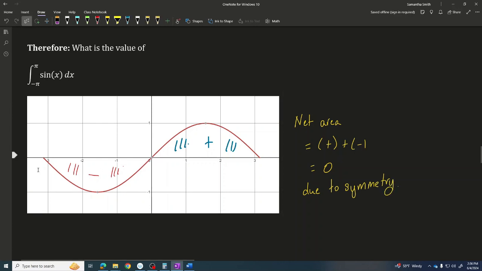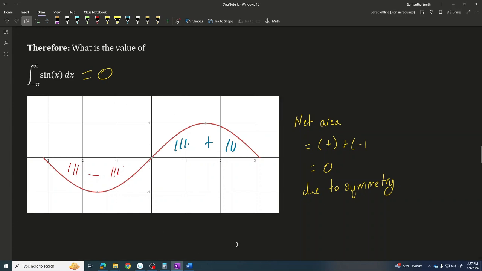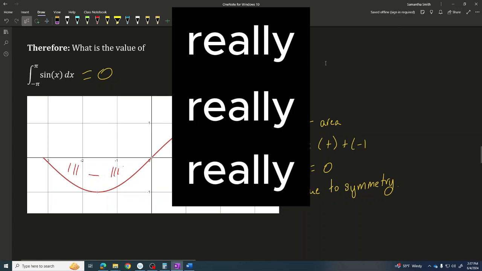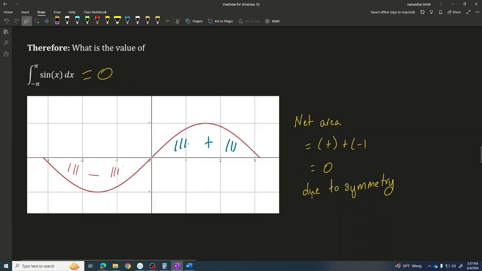The net area between this function and the x-axis on negative pi to pi is exactly equal to 0. And because the net area is exactly equal to 0, and the net area is exactly equal to the integral, it must be true that the integral's value is also exactly equal to 0. This example that we've done right now is really, really important. This idea of using symmetry and using geometry to calculate integrals really quickly is going to come up very often in this class.